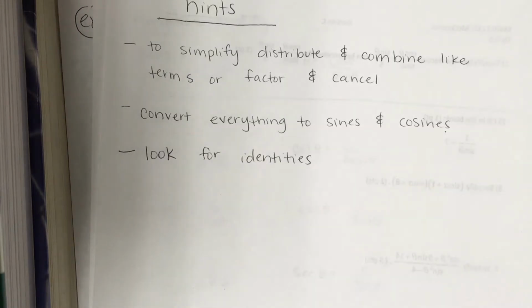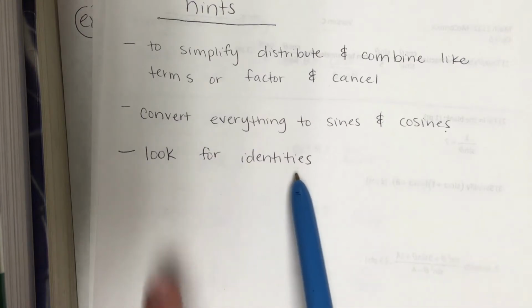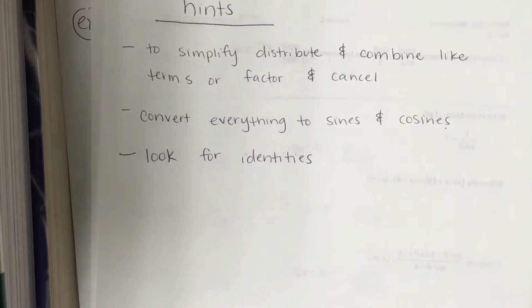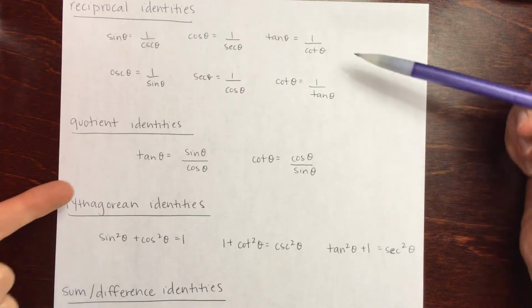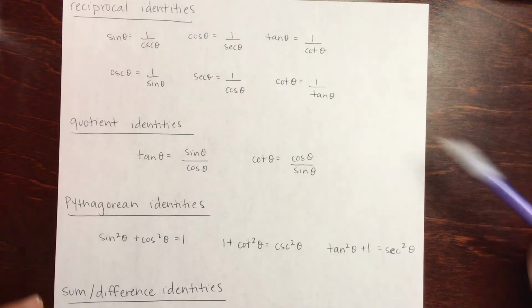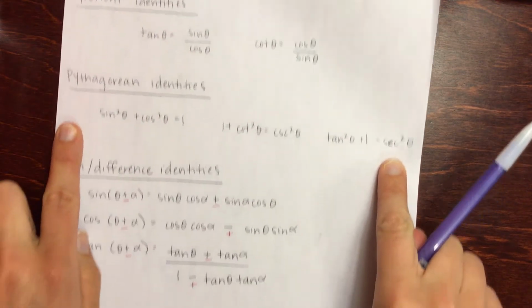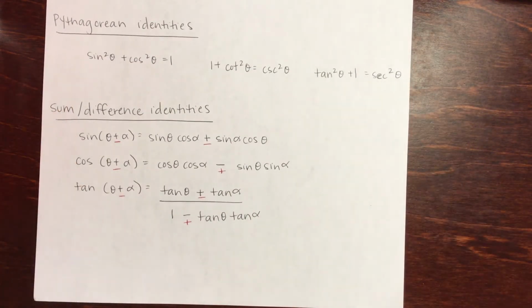Let's simplify things by distributing and combining like terms, or if you have fractions, you may want to factor and cancel things. It also helps to convert everything to sines and cosines, because we know how to convert everything to sines and cosines, and that will help you with this next new hint: look for identities. You should be aware of all of these identities at this point: how to convert to sines and cosines, the Pythagorean identity, and the sum and difference identities.